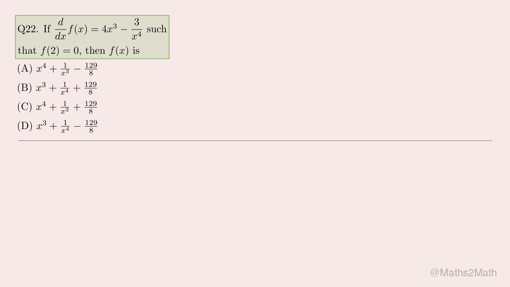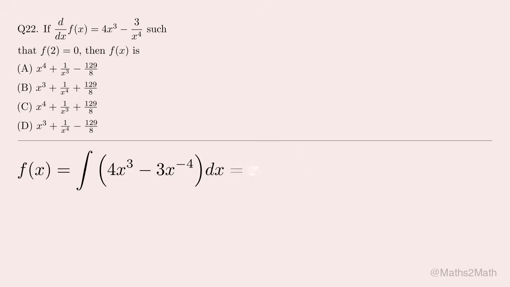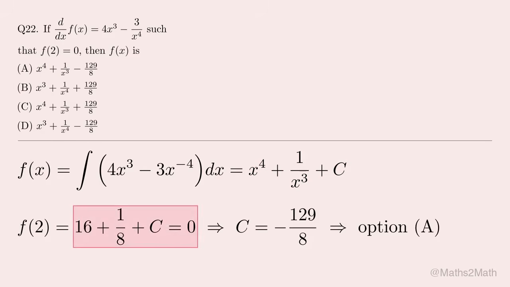Question 22, the last one, multiple choice. An antiderivative pinned down by the condition f of 2 equals 0. Integrate, then solve for the constant. Integrate the derivative. x to the 4th plus x to the minus 3 plus c. Impose f of 2 equals 0. 16 plus 1/8 plus c is 0, so c is minus 129 over 8. Option A.